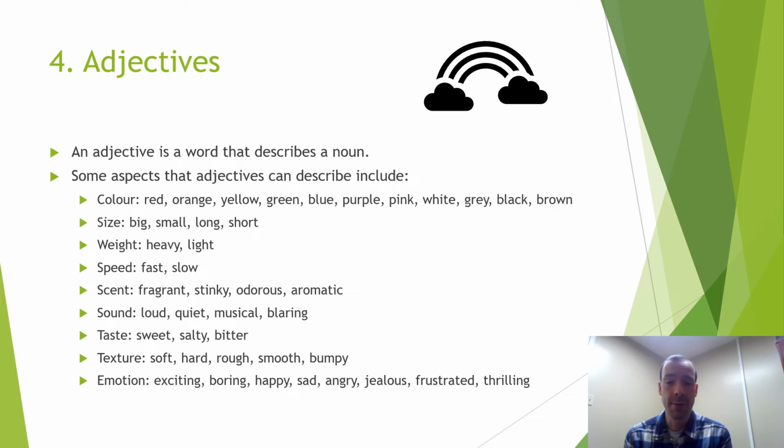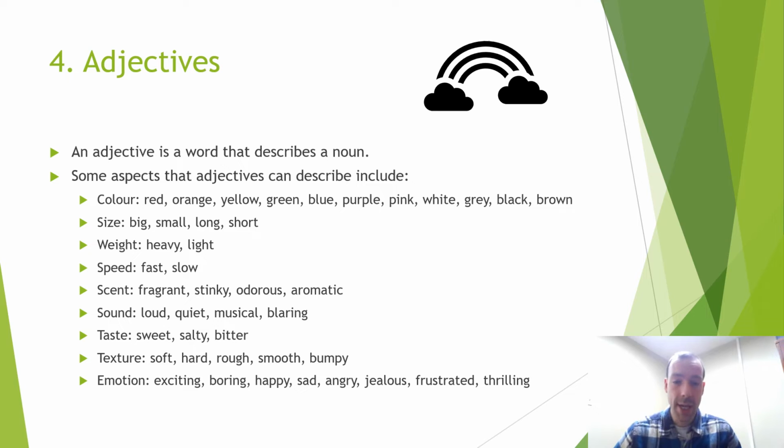Adjectives are words that describe nouns. There's lots of different kinds of adjectives. They can be color words: red, orange, yellow, green. They can be size words: big, small, long, short. They can be weight words, heavy or light, speed words, fast or slow. Lots of times they describe senses, like scent or sound or taste or texture. They can also describe feelings and emotions.